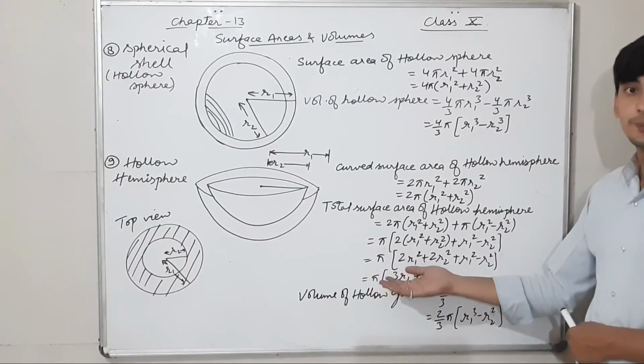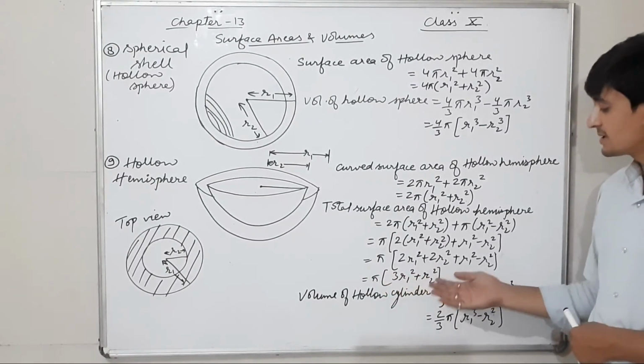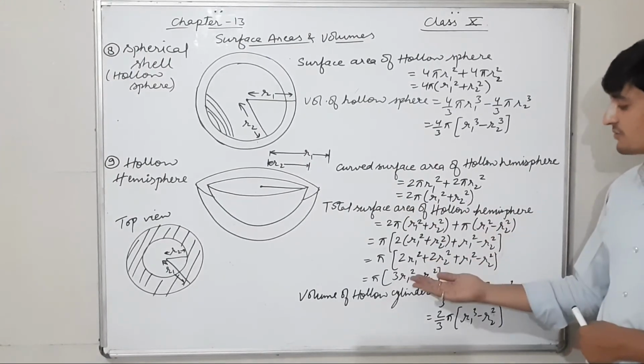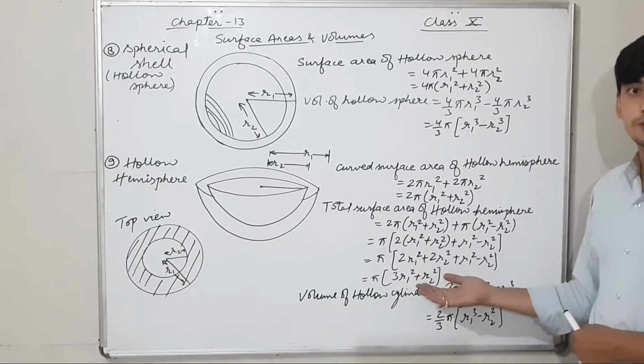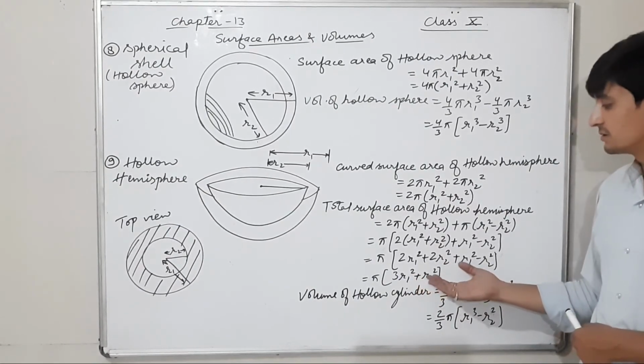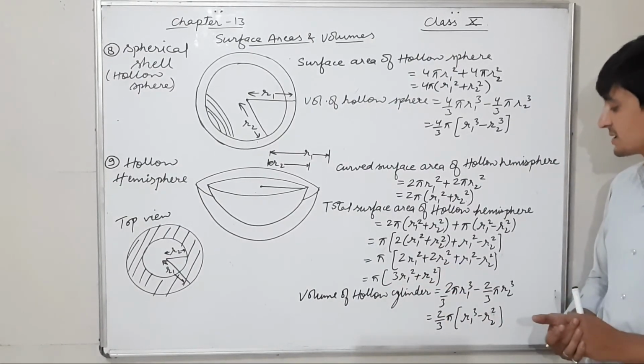So pi bracket 3 r1 square plus r2 square is the required total surface area of hollow hemisphere. You can use this formula for better calculation. Okay, this is the easiest way to find the solution.